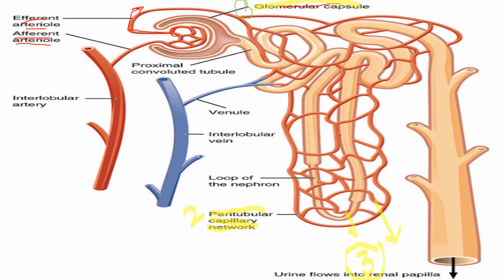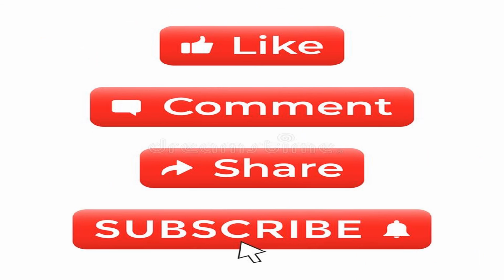There are two main types of nephrons, the cortical nephron and juxtamedullary nephron. You will learn about these types in the next video. But one thing you have to remember here, that vasa recta is only present in the juxtamedullary nephron, not the cortical nephron. Hope you have learned all about the nephron.